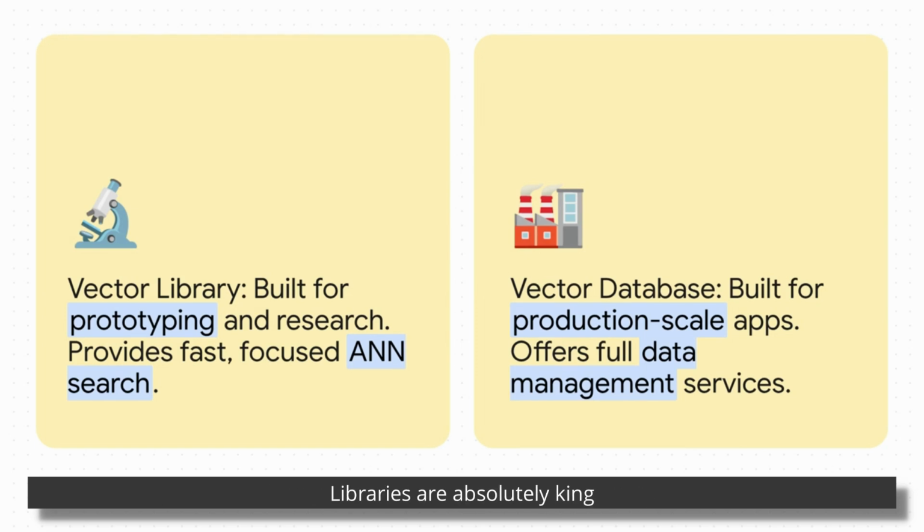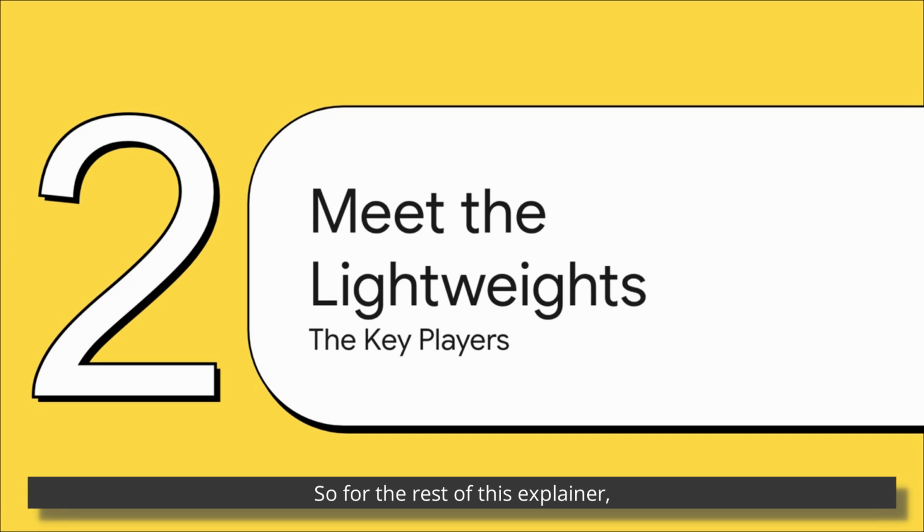Libraries are absolutely king for quick prototyping and research. Databases? They're built for production. A library gives you that one specific, powerful tool, fast Approximate Nearest Neighbor search, while a database gives you the entire suite of data management services. So the real question you have to ask yourself is, do you need a scalpel, or do you need the full surgical kit?